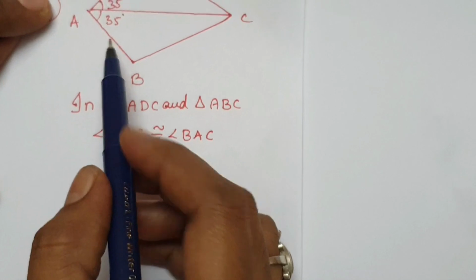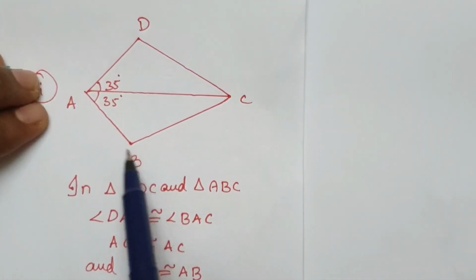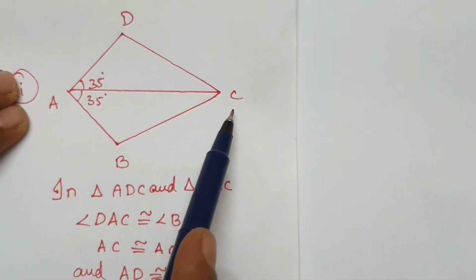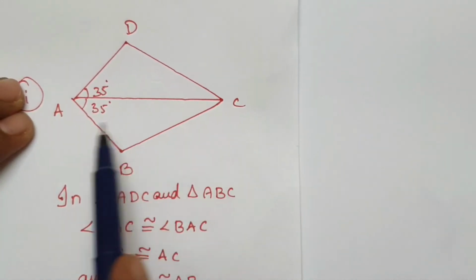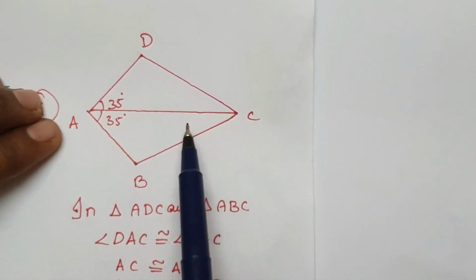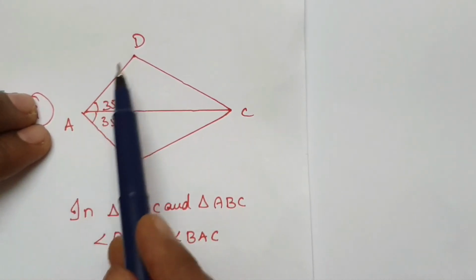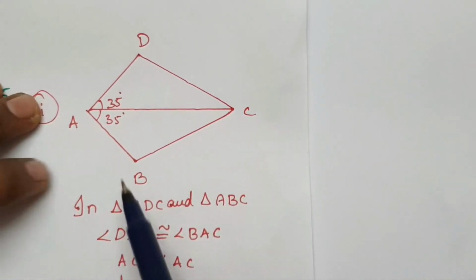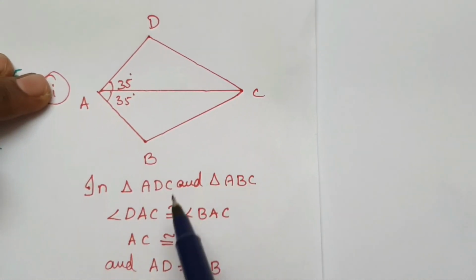Here observe that figure. AB is congruent to AD, DC is congruent to BC, AC is congruent to AC. Finally, triangle ADC is congruent to ABC, meaning what are equal, that are congruent.